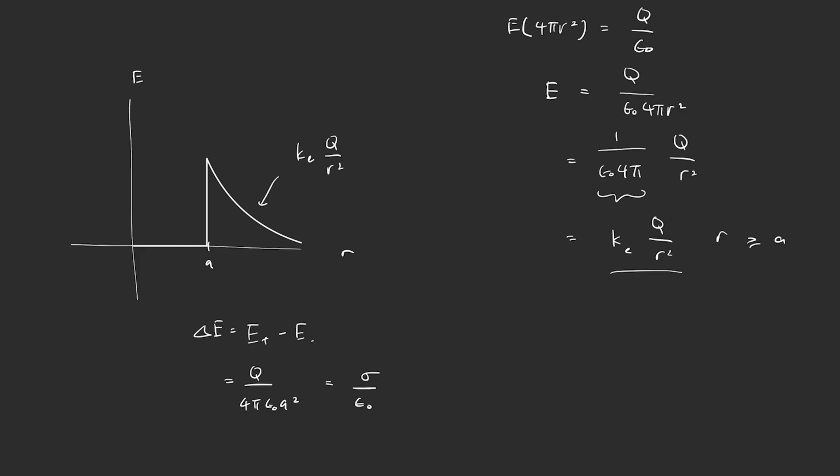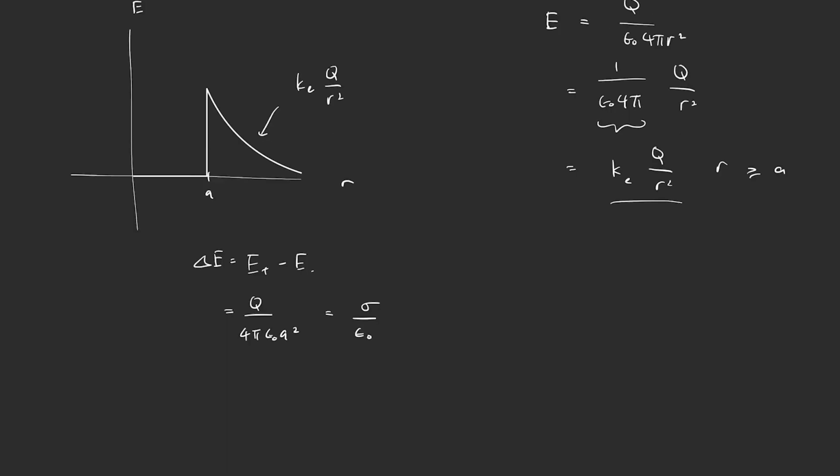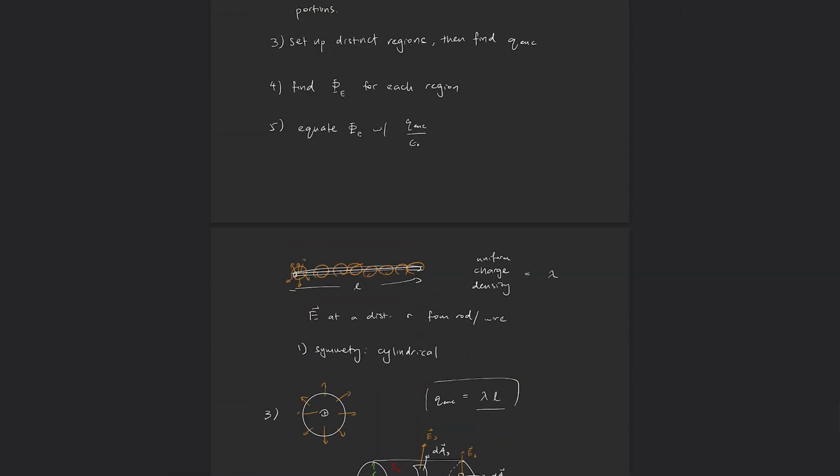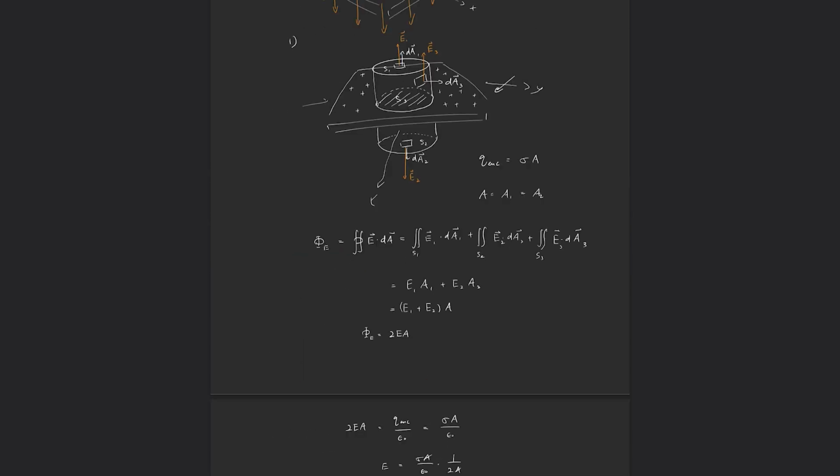which is simply sigma over epsilon naught. Okay, so I think that's all the examples I'm going to do in this video, but for the next video, I will probably talk about the example of a non-conducting solid sphere. So yeah, that's it for the electric flux in Gauss's law.